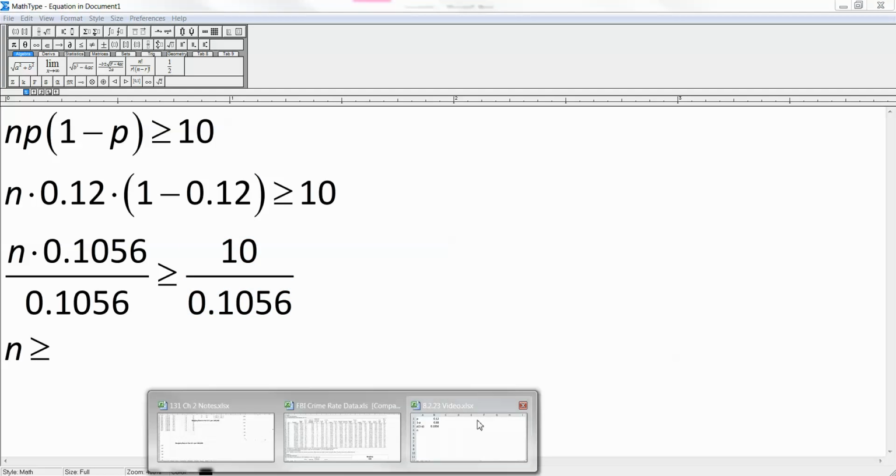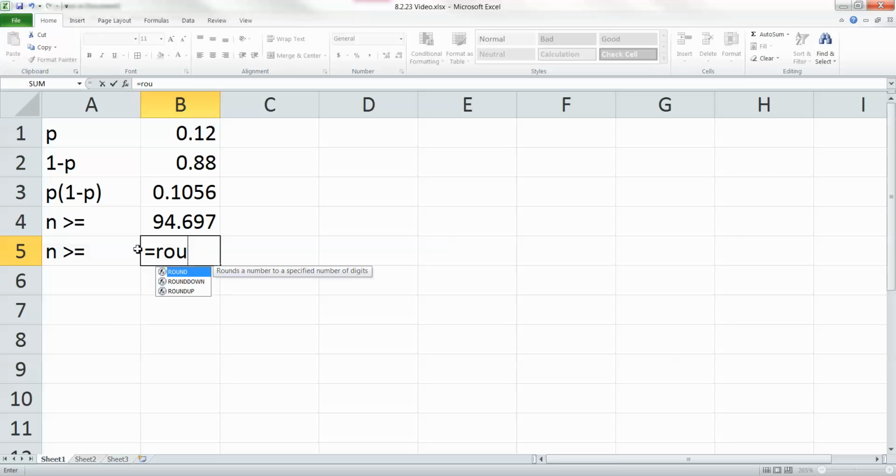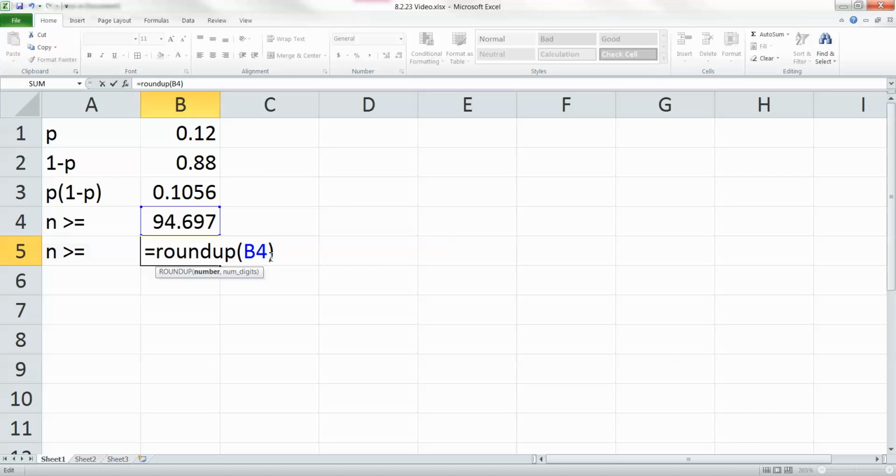So let me go back to Excel. n must be greater than or equal to 10 divided by that cell. And then we're going to have to round up. Round up is actually a function, and it wants digits, so 0. There we go. So we need n greater than or equal to 95.